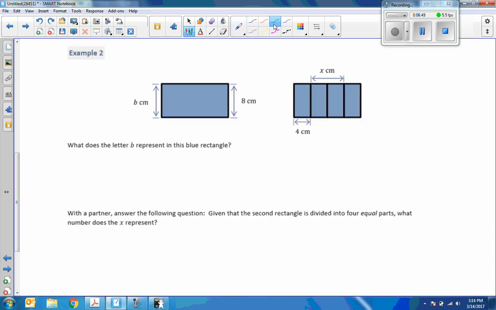Okay, example 2. What does the letter B represent in this blue rectangle? B represents a length of 8 centimeters, but it says B centimeters, so B is simply 8. We wouldn't say B equals 8 centimeters, because 8 centimeters times something would be centimeters squared. So we just say B equals 8.